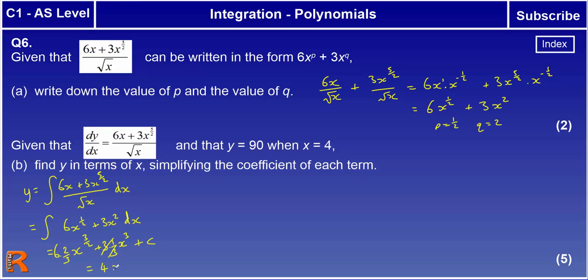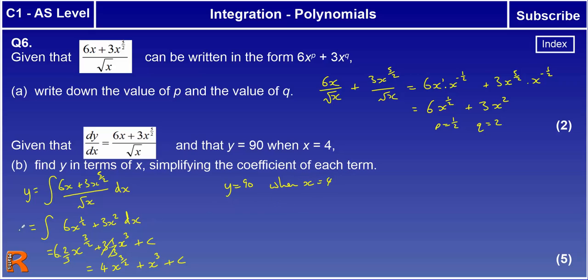So we've got 4x to the 3 upon 2 plus x cubed plus the constant. Okay, so that's the first section, what we've done. That's pretty tricky there with some of the fractions. And then we need to do this: y equals 90 when x equals 4.